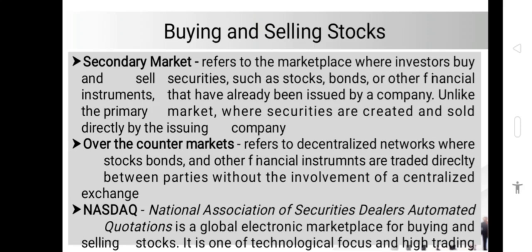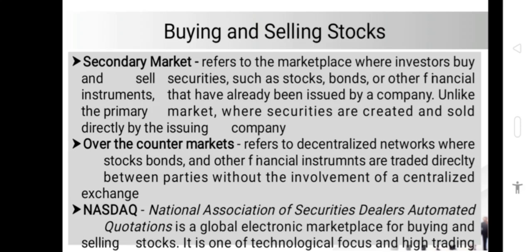Next is the over-the-counter markets. Over-the-counter markets are used to facilitate the trading of financial instruments like stocks, bonds, derivatives, and currencies directly between two parties rather than through a centralized exchange. The purpose of the over-the-counter markets is to provide a decentralized platform for securities that may not meet the listing requirements of formal exchanges, such as smaller or illiquid assets.